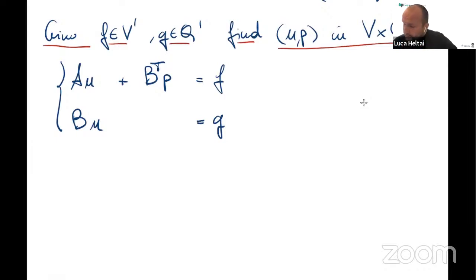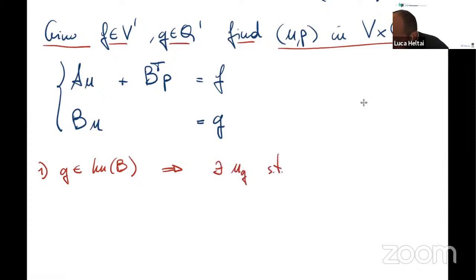Okay, so first of all, let's start to understand when this is actually well posed. First of all, we want to make sure that G belongs to the image of B. Of course, if this is not the case, we already know that there is no chance that we can solve this problem. If G belongs to the image of B, then there exists a function that we call UG such that B of UG is equal to G.